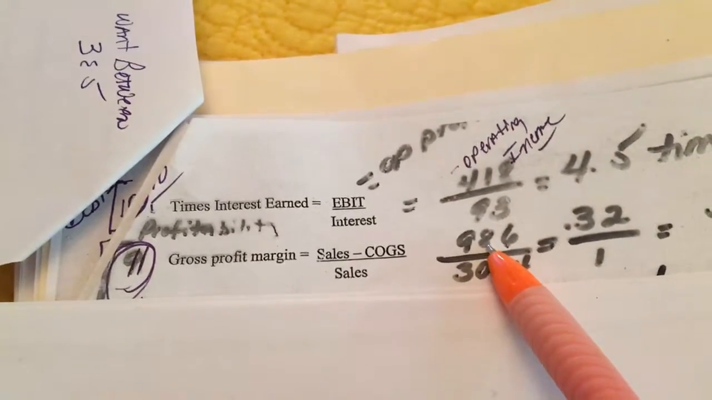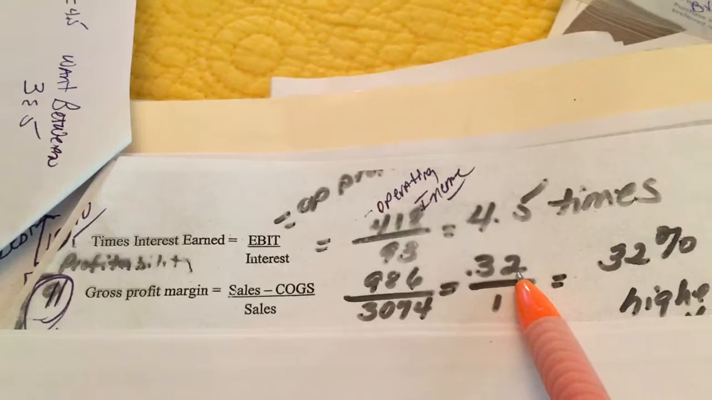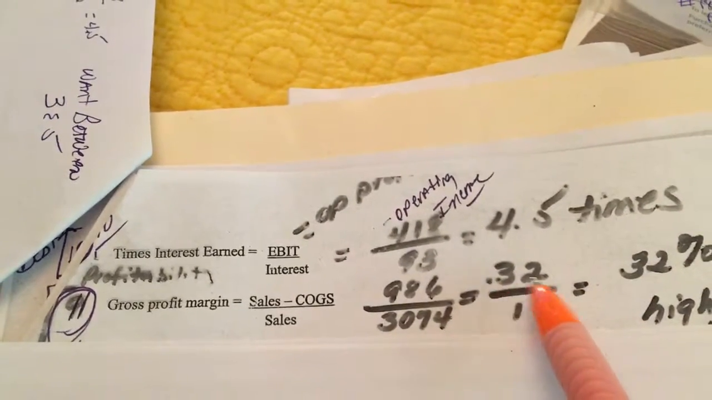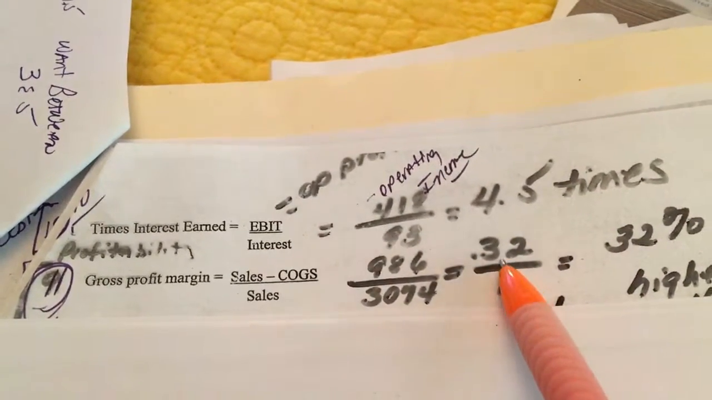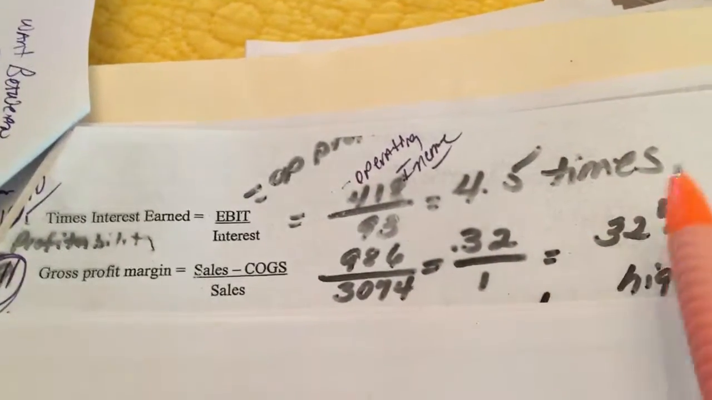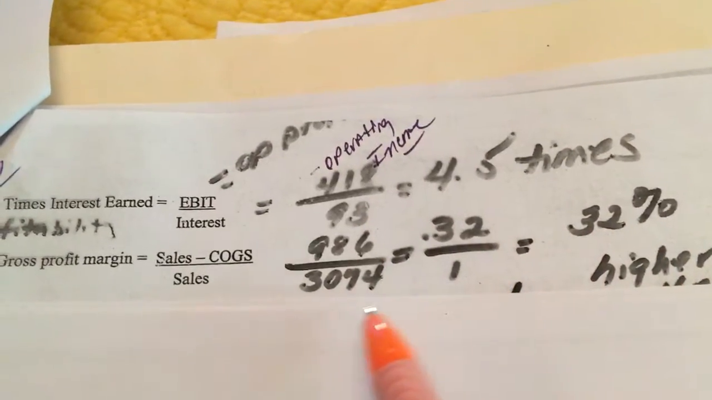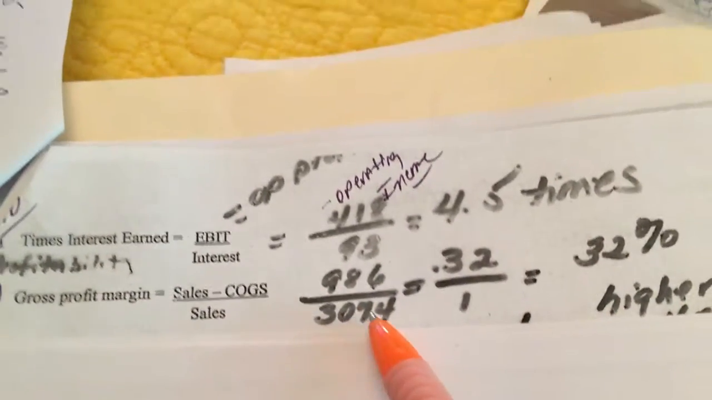Let's take a look at Bartlett. We're going to divide that by sales, and that gives you 32. Okay, this means that for every $1 in sales, we are generating 32 cents in gross profit, or you can refer to it as a percentage, saying that 32% of your sales represents gross profit.